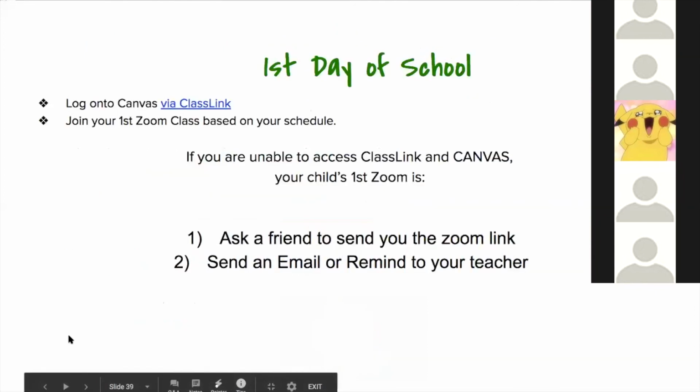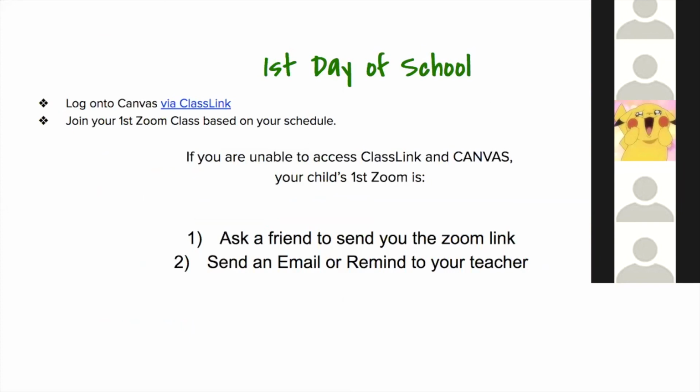Okay, so you might still be wondering, so what do I do on Monday? We want to be really clear on that. On Monday, you're going to log into Canvas via ClassLink. You're going to join your first Zoom class based on the schedule that you get Saturday. And you're also going to run a trial through this weekend, so please try and log into ClassLink this weekend.